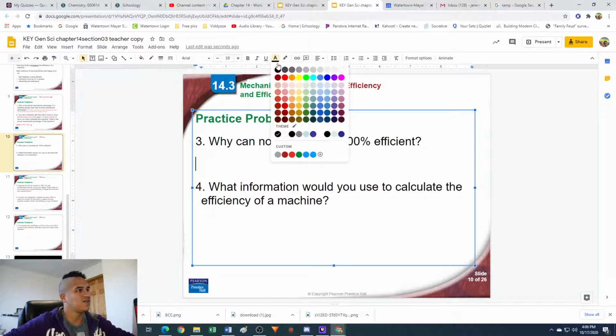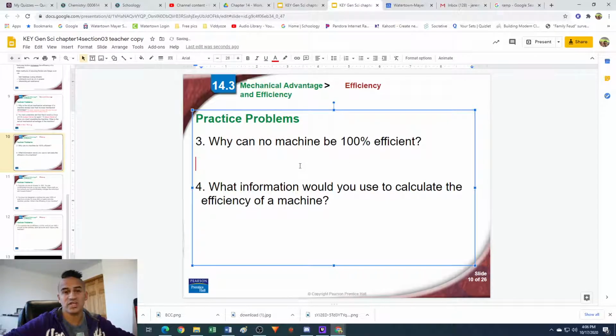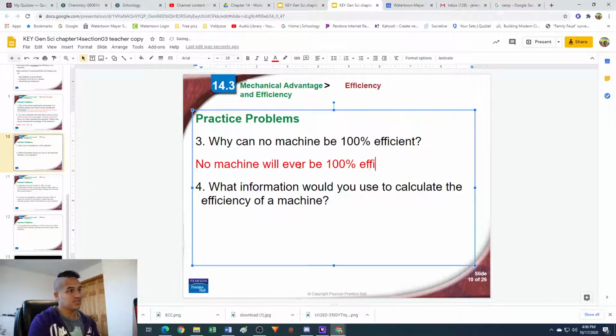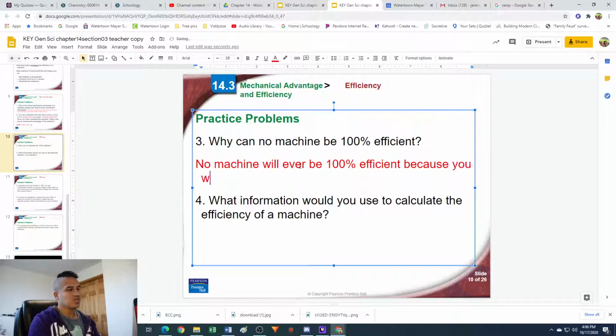All right, I feel like we're just repeating ourselves over and over again when we say this, but remember, there's always going to be friction present. So no matter how well a machine is built, it will never be 100% efficient because you're always going to lose some amount of work due to friction. Okay, so we can say that no machine will ever be 100% efficient because you will always lose some amount of work to friction.